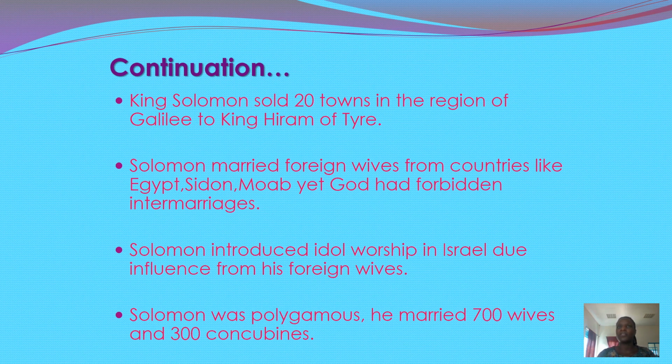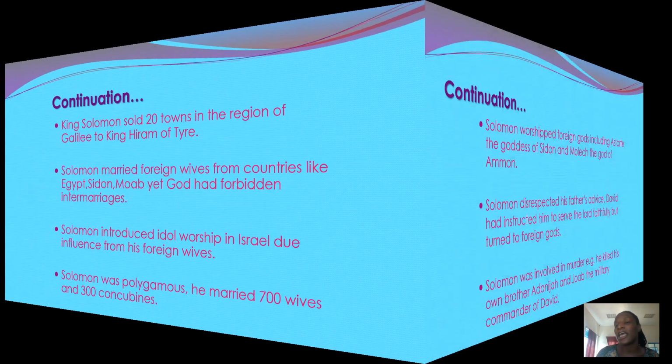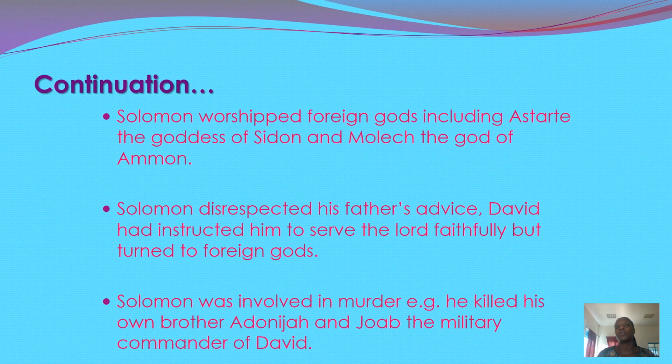The marriage that Solomon was involved in was polygamous. He married 700 wives and 300 concubines, and this was a weakness. An ideal king of Israel was supposed to marry only one wife. So having many of them was a weakness to the king.